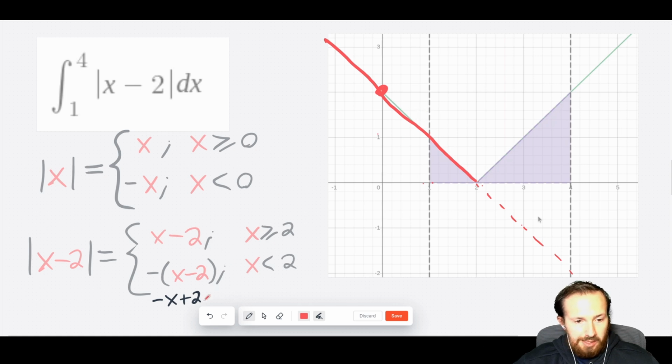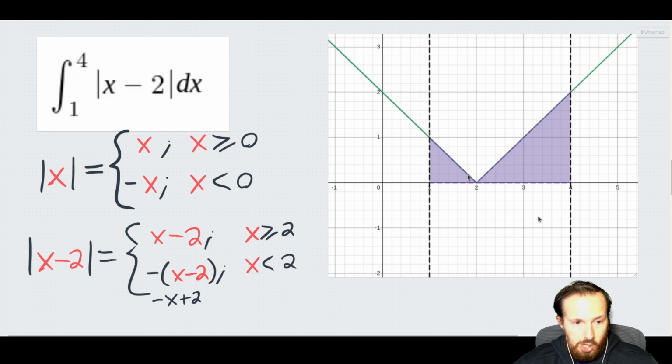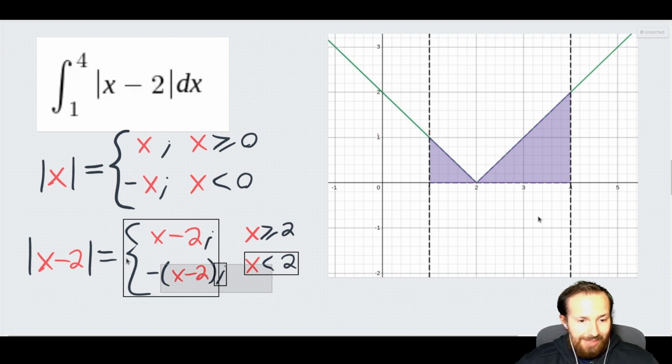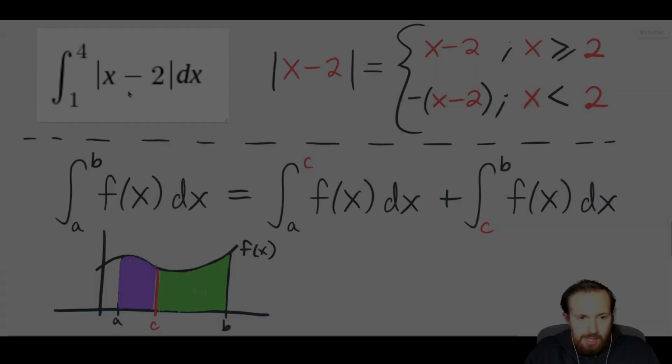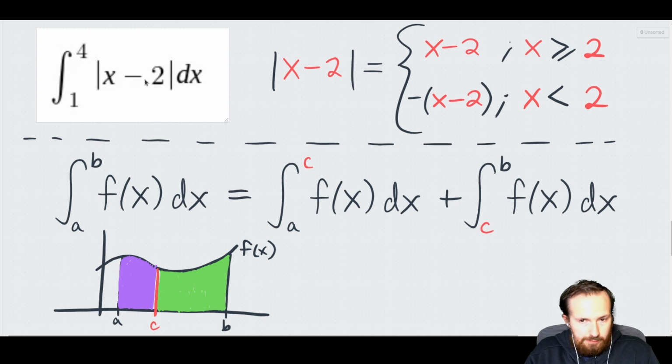So hopefully it's clear that this piecewise definition of the absolute value function is literally the same thing. You can think of it, instead of an absolute value function, as this piecewise function that is literally what we're seeing here. And this is a whole lot easier to integrate than the absolute value function. So if we can think about this absolute value function as this piecewise function, that's important.